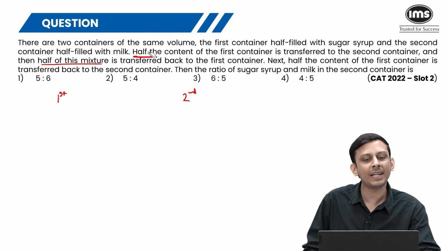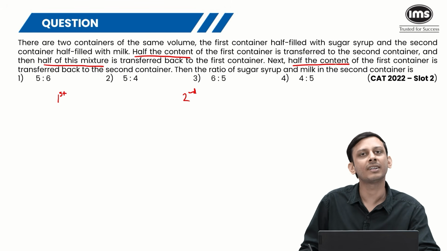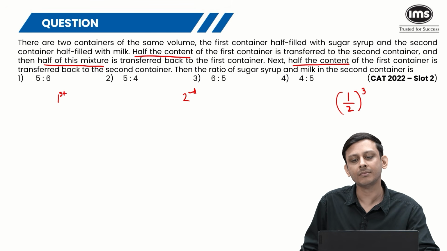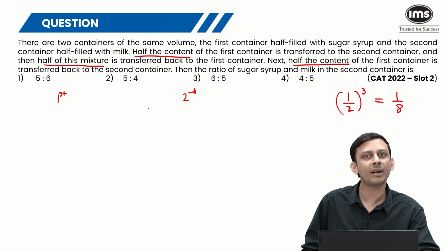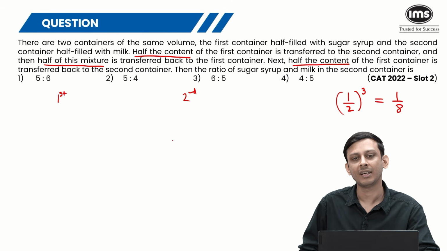And divisible by 2 how many times? This process is happening 3 times. We'll take half of the content here, half of the mixture here, and then again half of the content here. Half, half, half, so we are doing it 3 times. If you take half to the power of 3, that will be 1 by 8. So overall, whatever value we are assuming needs to be divisible by 8, because ultimately we are getting 8 in the denominator. This is a very simple understanding you need to have to assume convenient values, and then you will not have to deal with any decimal value.